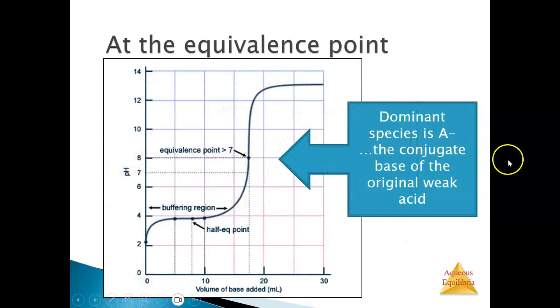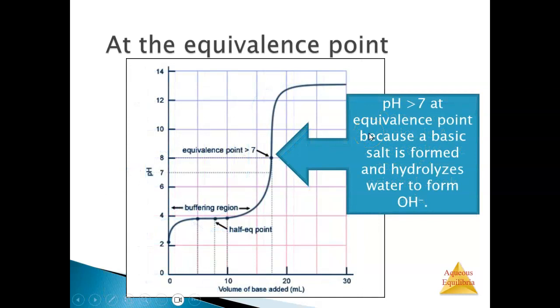The dominant species here is going to be A minus, the conjugate base of my weak acid, so that will be a basic salt. And we'll see my pH at my equivalence point of a weak acid being titrated by a strong base will always be greater than 7. The weaker the acid, the higher the pH at my equivalence point will be, because the more basic my salt.